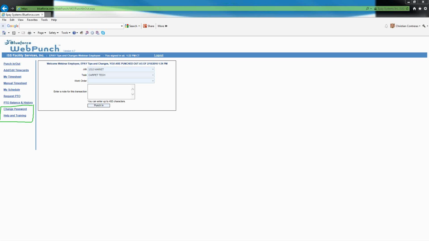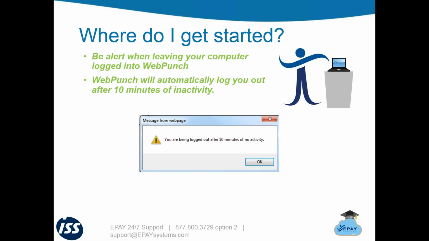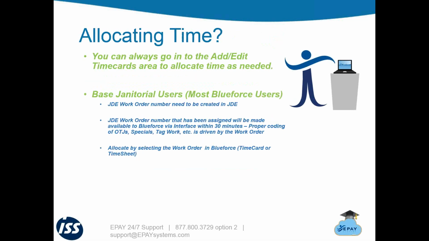All right, so before I go in and show you the Add Edit Timecards, I want to bring up allocating time. One of the things I mentioned is that employees punch in and punch out. So if I punch in at 5 p.m. and punch out at 10 p.m., I have 5 hours worked. But now I need to show that two of those hours fall under a particular work order. So to keep that in mind, you can always go into the Add Edit Timecards area to allocate time as needed. I'm going to show you that here shortly.